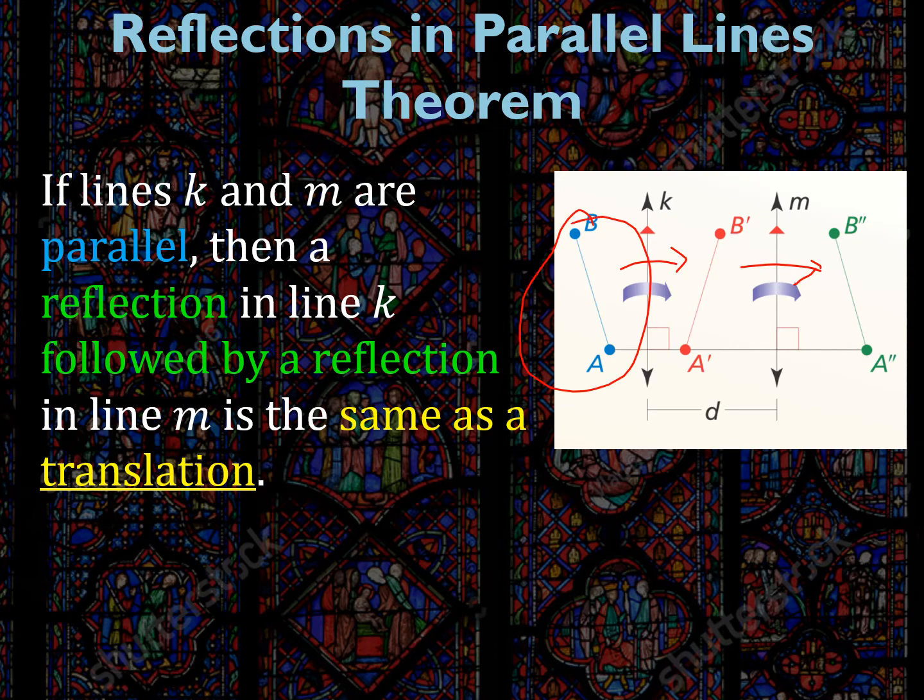So you have segment AB reflected twice. You end up with this green segment that is parallel to the old segment, such that you could have just moved the first segment, the blue segment, over, and you would end up with the green segment. So 2 reflections over parallel lines is the same as a translation.